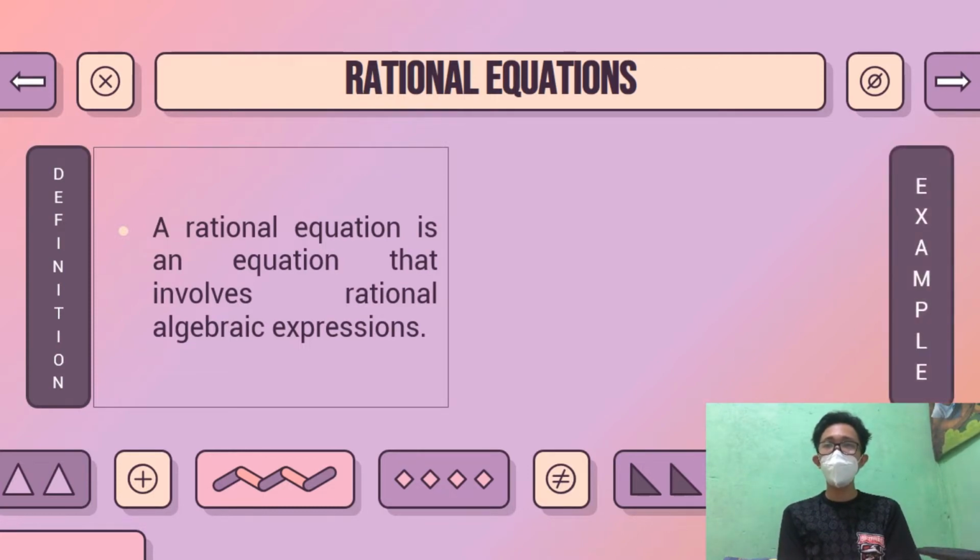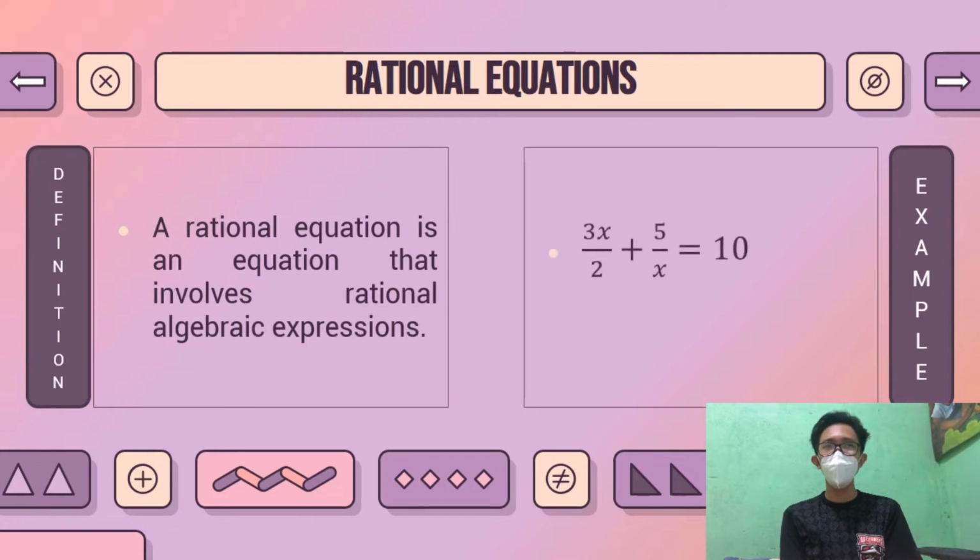Examples of rational equations are 3x over 2 plus 5 over x is equal to 10 and 5x over 3 plus 10 is equal to 2 over x.